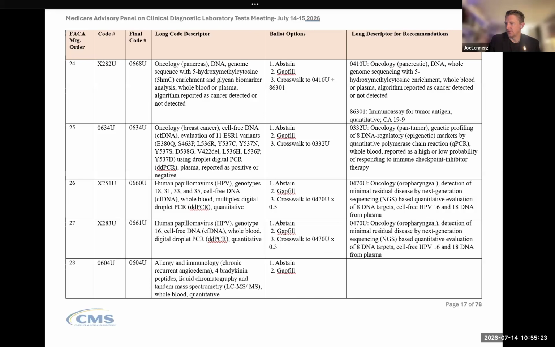First, a crosswalk to 0410U, which is a similar main assay, plus a crosswalk to 86301, which is an immunoassay for tumor antigen detection. And that combination is the recommendation by the subcommittee as well as myself. So that's crosswalk to 0410U plus 86301.